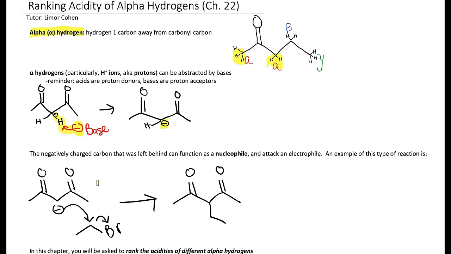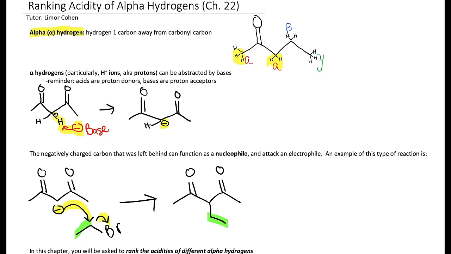An example of this type of reaction is when a negatively charged carbon attacks an alkyl halide. So what will happen is our negatively charged carbon will attach to the carbon where our halogen is, kicking off our halogen, our bromine, and you'll see that added to our compound is this CH2CH3 group from our alkyl halide.